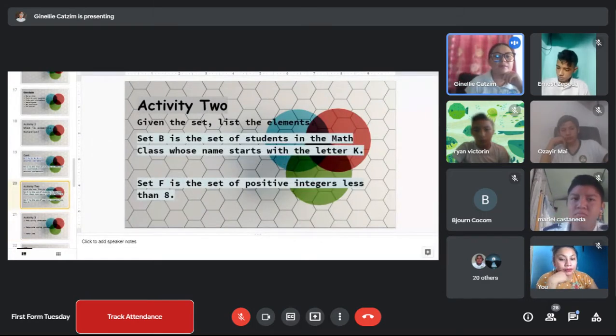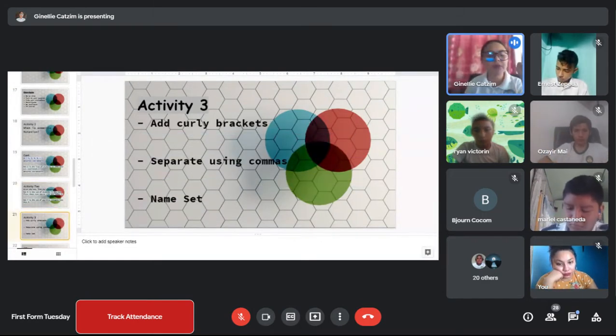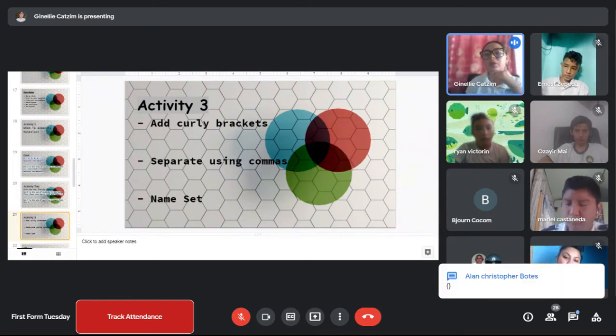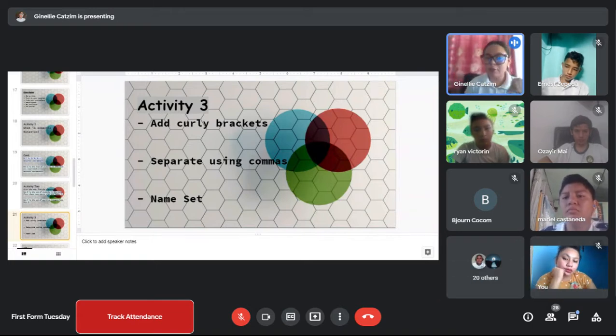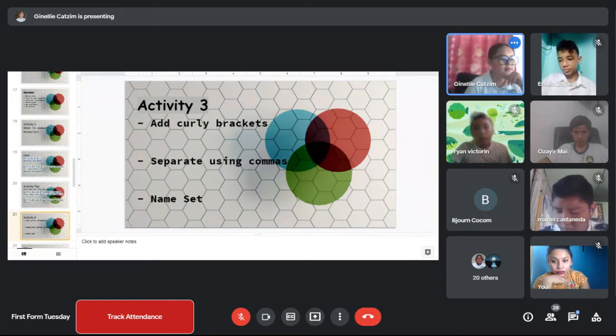For the first set, set B, you will add curly brackets to your elements. Like for example, Ernest said, Krista, Kami, Kennedy. You will add curly brackets. Very good, Alan. Those are curly brackets, not round brackets. You will separate those using commas, and you will name the set, right?